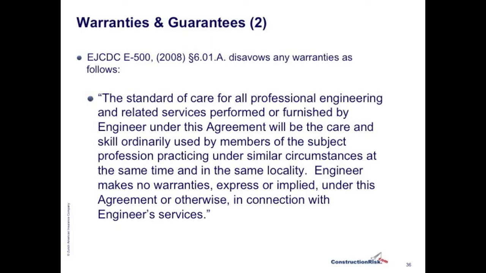EJCDC at Article 6.01A establishes a standard of care that disavows any warranties, and it reads as follows, quote, "The standard of care for all professional engineering and related services performed or furnished by engineer under this agreement will be the care and skill ordinarily used by members of the subject profession practicing under similar circumstances at the same time in the same locality. Engineer makes no warranties, express or implied, under this agreement or otherwise in connection with engineer services." Close quote.